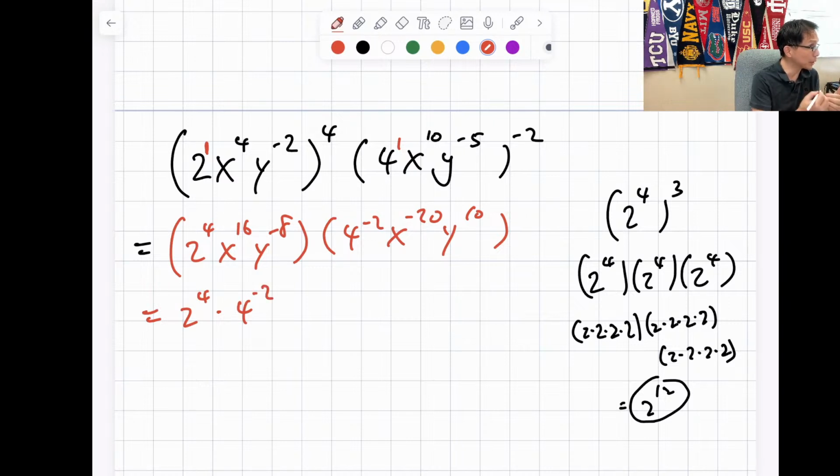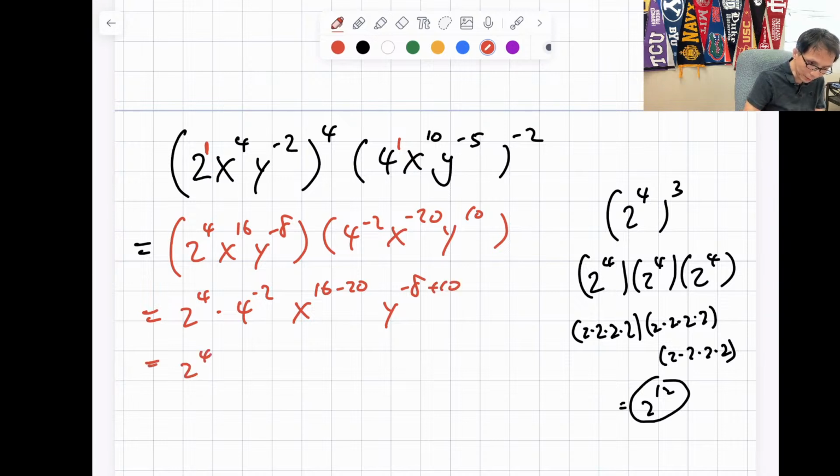They cannot join together. Now the x is going to give you 16 minus 20, because it's actually plus -20, y to the -8 plus 10. And that's equal to 2 to the 4th power times 1 over 4 squared.